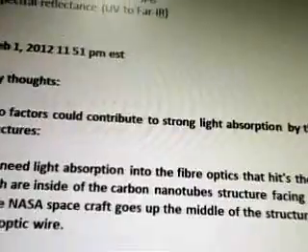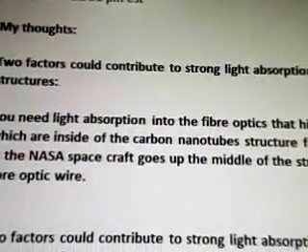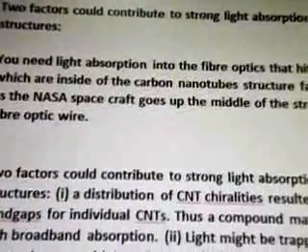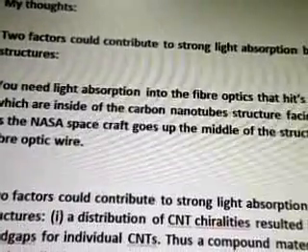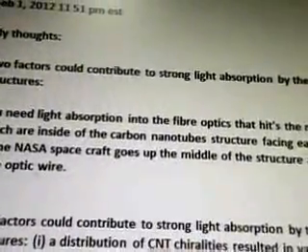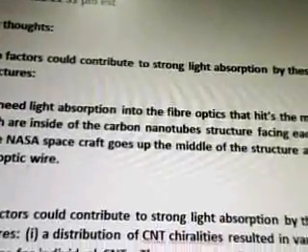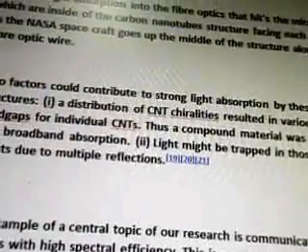and all sorts of stuff. February 1st, 2012, my thoughts. Two factors could contribute to strong light absorption by these structures. You need light absorption into the fiber optics that hits the mirrors, which are inside of the carbon nanotube structure, facing each other as the NASA spacecraft goes up the middle of the structure along the fiber optic wire. Two factors could contribute to a strong light absorption by these structures.